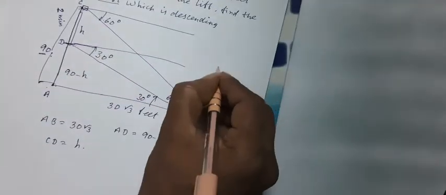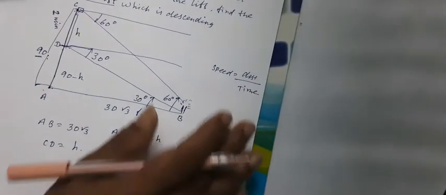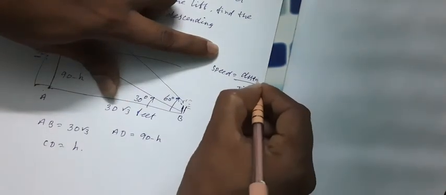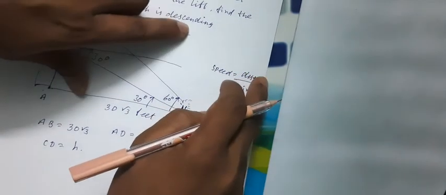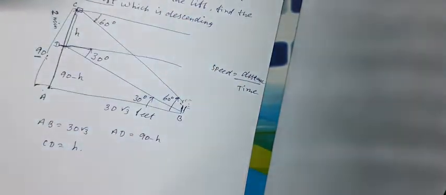So you want to find the speed means, you know the speed formula. Speed is equal to distance by time. So first you want to find distance, right? The distance is not given. So first you want to find the distance, and at last we can find the speed. Now we can find the distance.